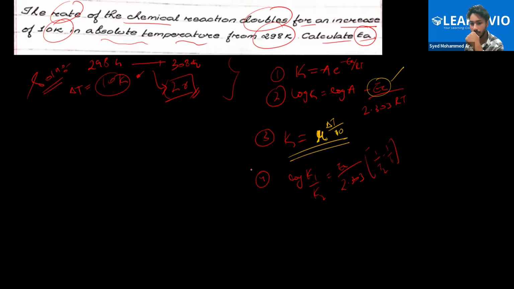So you are telling me the third formula, or the fourth one? The fourth one. Why? And what is the value of K1, K2, T1, T2 in the question? Tell me. T2 is 308, T1 is 298. Okay, so T1, T2 I know. So what about K1, K2?